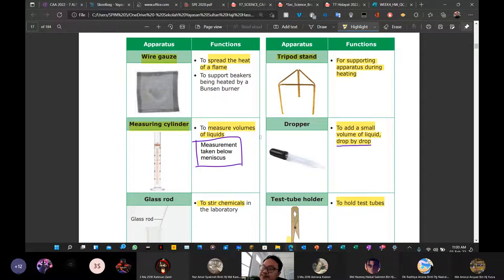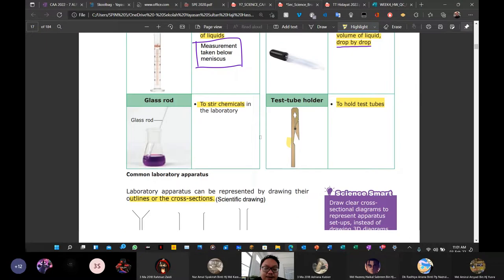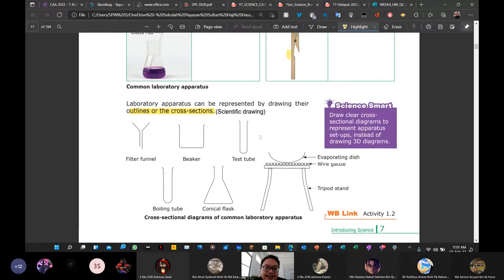And last time, the highest mark was 3 marks. And the drawing is actually like this. So every time the exam asks you, it says, draw the outline or the cross-section. It means you have to draw the scientific drawing. Okay, all the examples, all the drawings are given here, but we're going to draw together after this one by one, because it's important for you to know how to draw the apparatus.